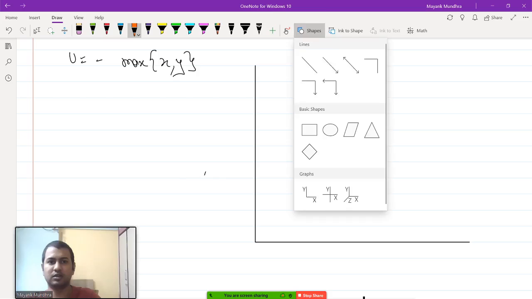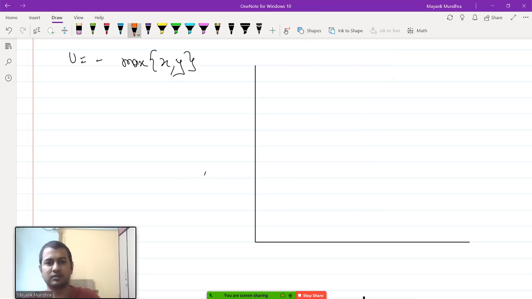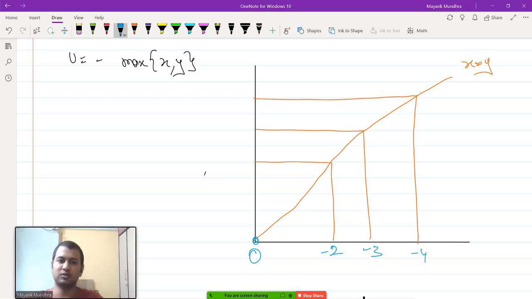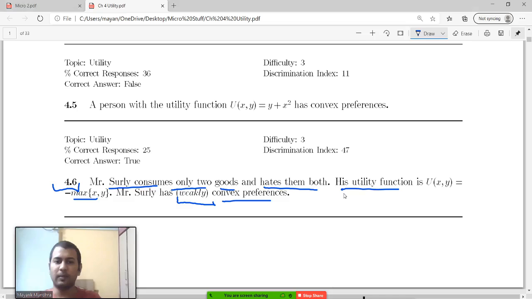So let's say this is some IC, this is some other IC. They're all going to lie along this line x equals y. Okay, this will be some other IC. So the ICs will look like this, but the utility levels will be like this: 0, -2, -3, -4, and so on. So utilities are increasing in this direction.